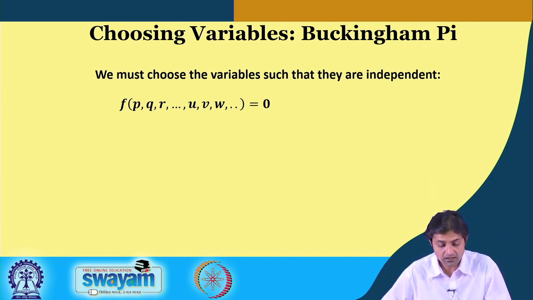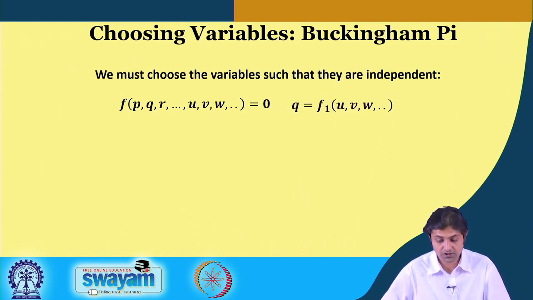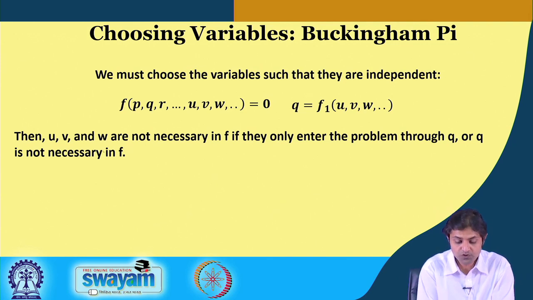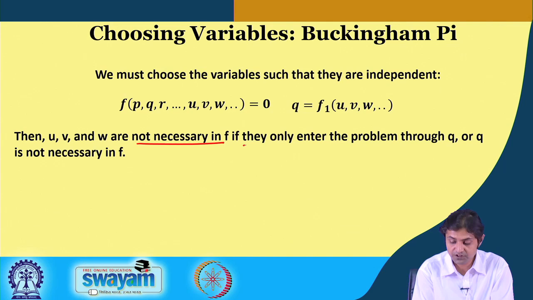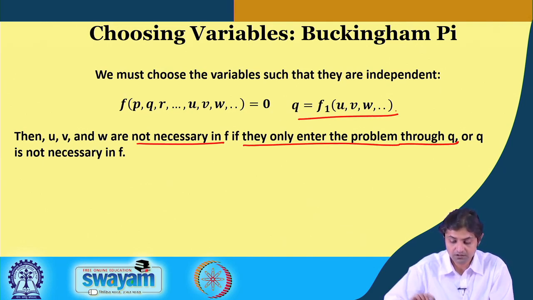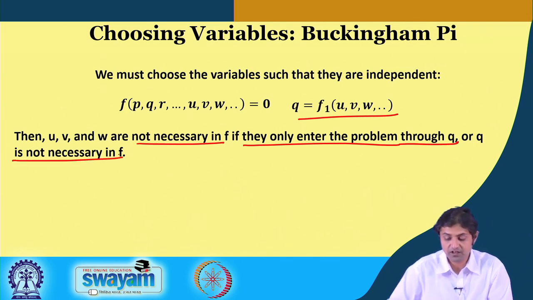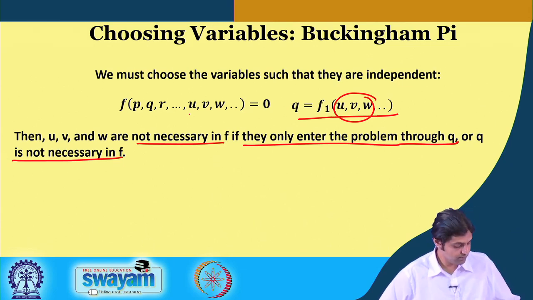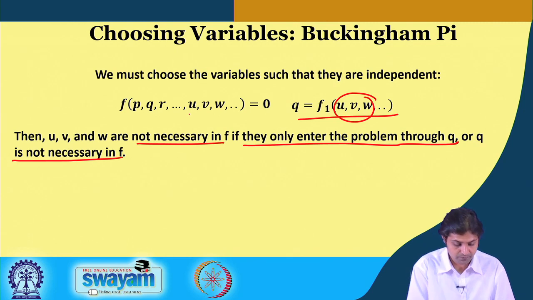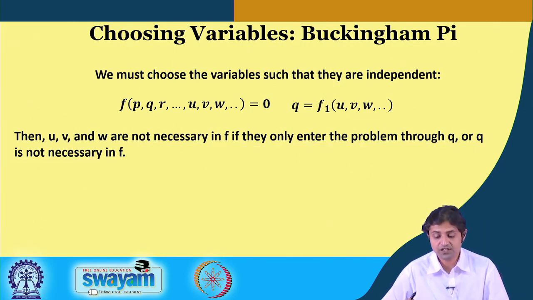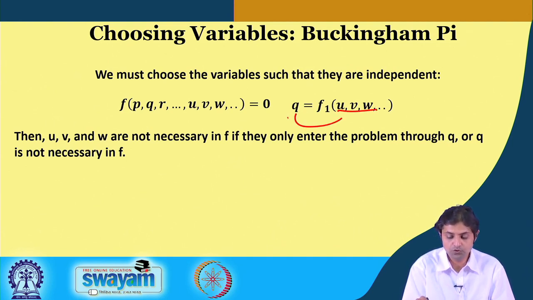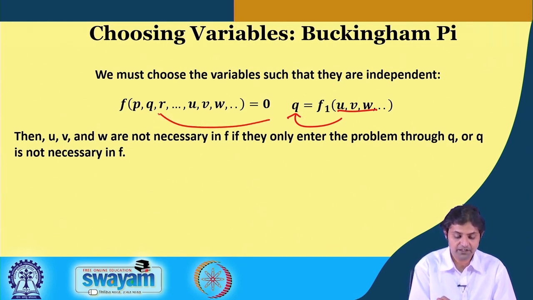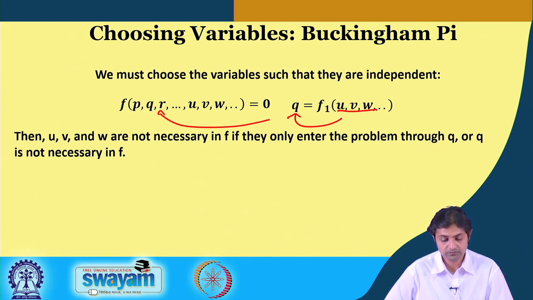So, F of P, Q, R, U, V, W is equal to 0. This is one equation, and Q can be written as F1 of, say, U, V, W, for example. Then U, V and W are not necessarily in F if they only enter the problem through Q, or Q is not necessary in F. So, we must not put it in both places, both in F and Q. That is one of the other ways of saying that they should be independent. So, either you enter the variables U, V and W through Q, or enter them through F.